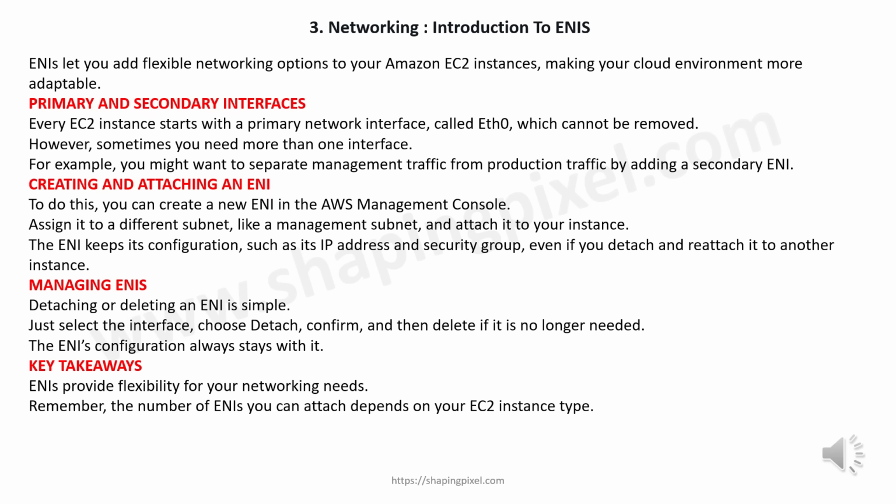To do this, you can create a new ENI in the AWS Management Console. Assign it to a different subnet, like a management subnet, and attach it to your instance. The ENI's configuration, such as its IP address and security group, stays the same even if you detach and reattach it to another instance. Detaching or deleting an ENI is simple. Just select the interface, choose Detach, confirm, and then delete if it is no longer needed. The ENI's configuration always stays with it.